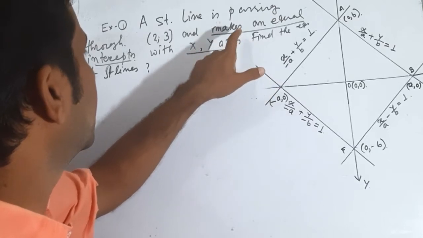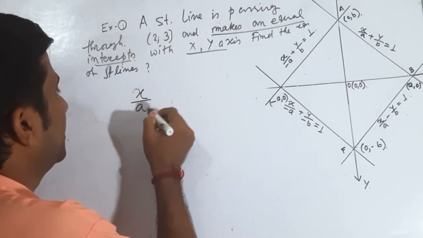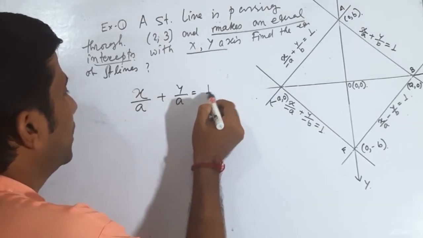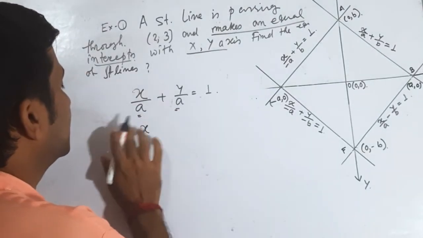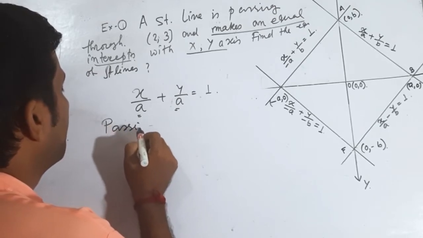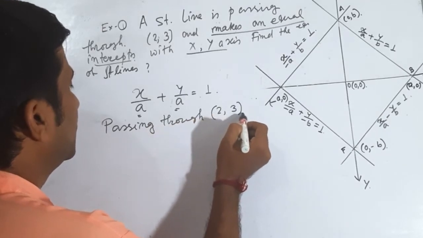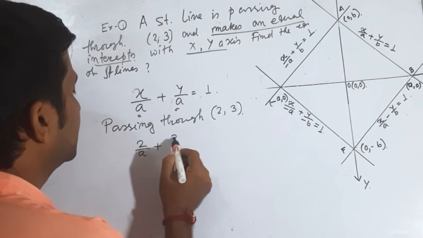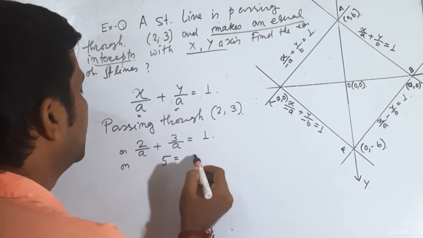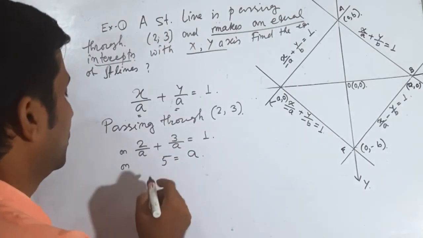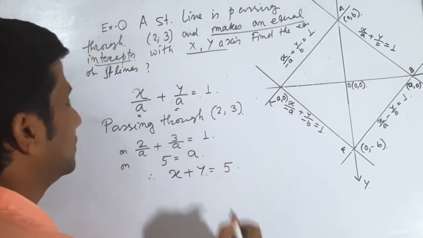What we have to do? The straight line makes an equal intercept. That means x by a plus y by a is equal to 1. It is an equal intercept, and also it is passing through 2, 3. So 2 by a plus 3 by a is equal to 1, or 5 is equal to a. Therefore, the equation of the straight line is x plus y is equal to 5.